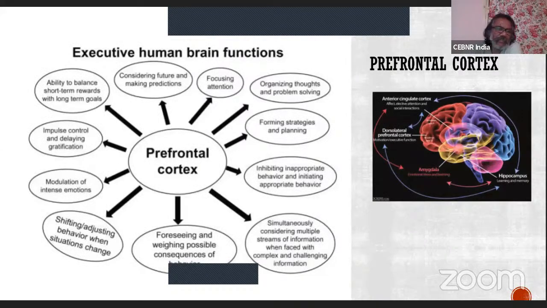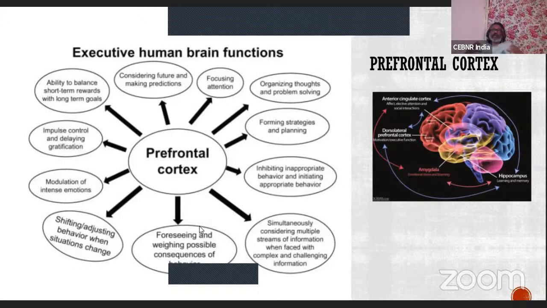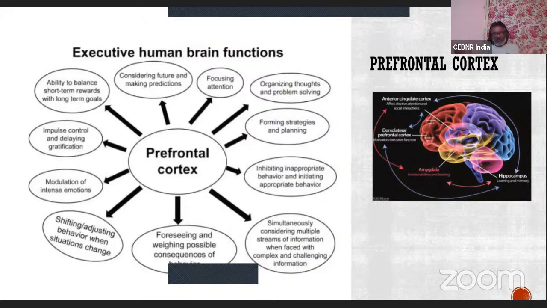So this is what you get from your frontal cortex, the prefrontal cortex. The most important thing is focusing attention. Rewards, control, adjusting behavior depending on the context. As I told you, context means surrounding the stimulus. What are the things which are surrounding your stimulus? That is what a context is, right? So these are all important functions of your prefrontal cortex.